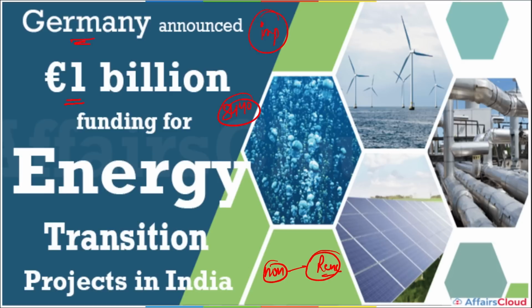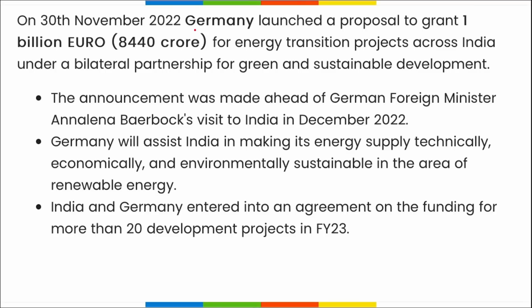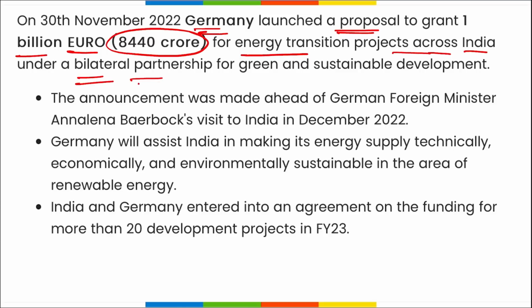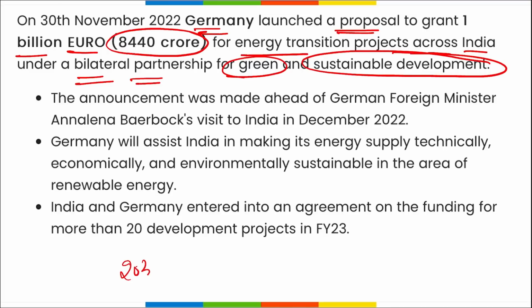All right. Next, here you can see Germany launched a proposal to grant 1 billion euro, that is 8,440 crore rupees, for energy transition projects across India under a bilateral partnership for green and sustainable development. All right, highly important. Apart from this, remember, Germany will support India with 10 billion euro by the year 2030 under the umbrella of the new Indo-German partnership for green and sustainable development. What is the capital of Germany? Capital of Germany is Berlin, and the currency here is the euro.